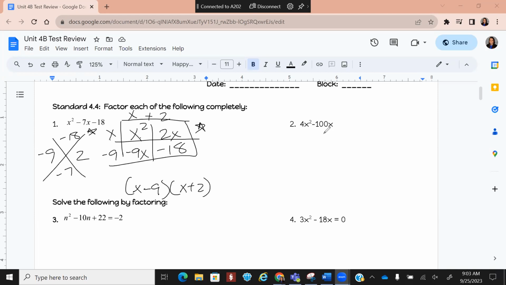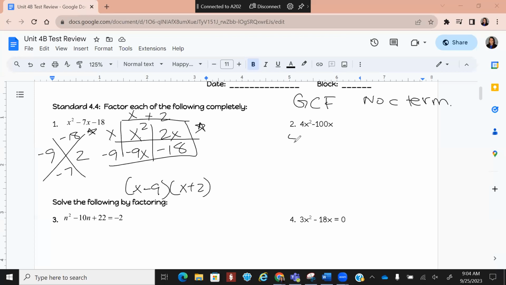So we're going to take out the greatest common factor. The reason why we're going to take out the greatest common factor is there's no C term, right? There's no plus constant. So 4 and 100, what can I take out from both? 2. Is there a bigger factor? Okay, 4, because is 100 divided by 4 something? Yeah, what is that? 25. Okay, so 4 we could take out.